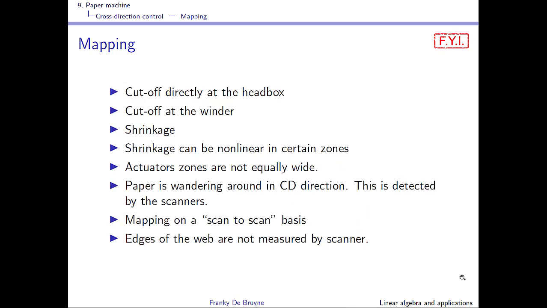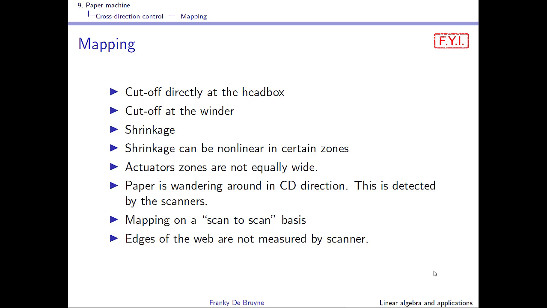Well, it turns out that mapping is not that easy. Mapping, remember, is assigning a given measurement box in your profile to a given actuator box. So as you have seen in the video, there is cutoff directly at the head box, but there is also sometimes cutoff at the winder. In order to do your mapping, you'll have to know how much has been cut off at the head box and at the winder. Another challenge is shrinkage.